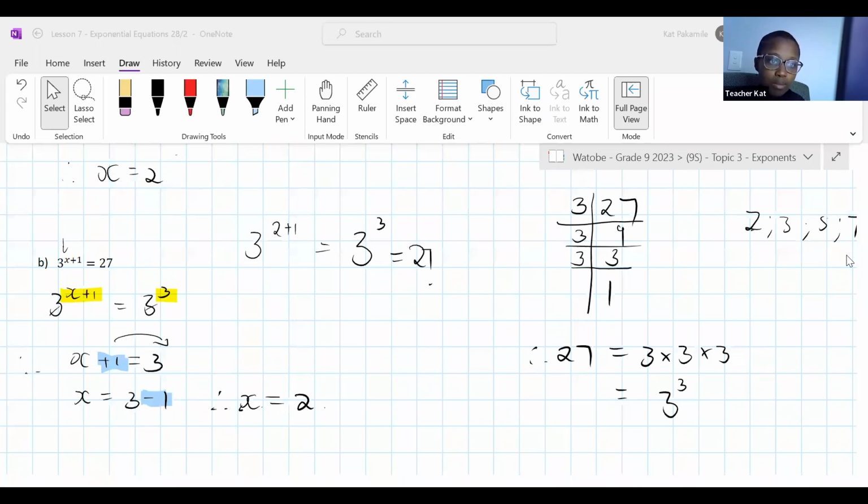Ma'am, if it's 3 cubed, doesn't it have to be under the root? No, ma'am. If you root it, then you're going to say it's equal to 3, which is incorrect, right? 3 is not equal to 27. It doesn't have to be under the root. Cubed means to the exponent of 3. If you have a root, it means cube root. So we're not rooting here, we are cubing.